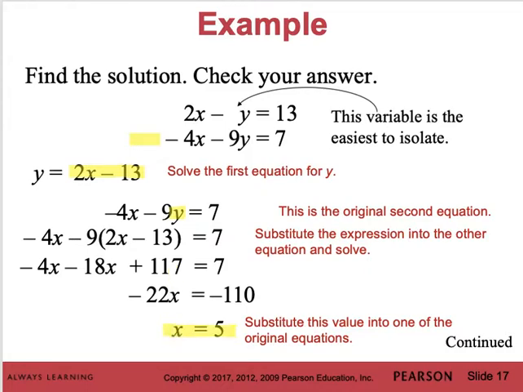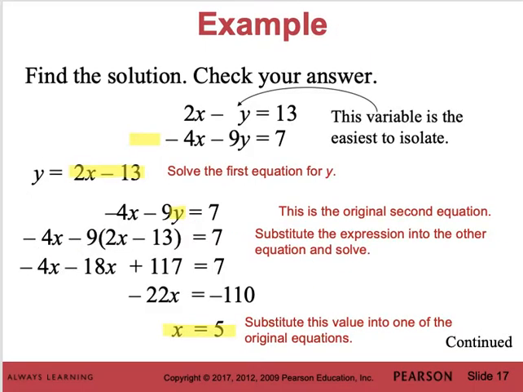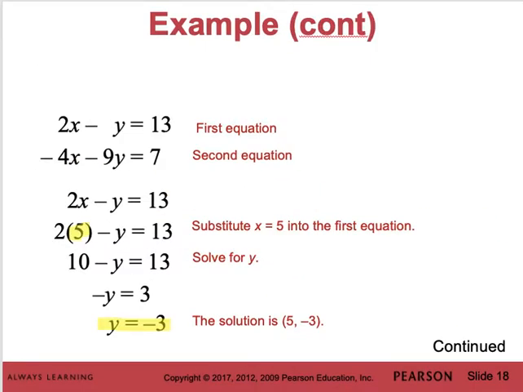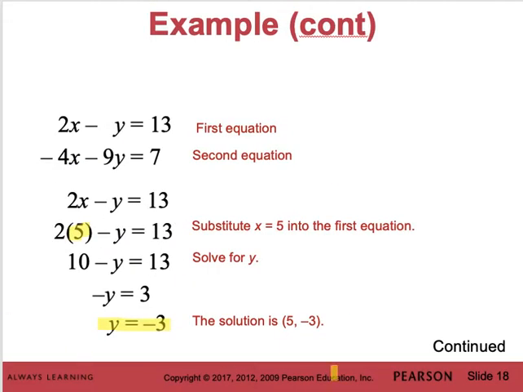To check that, we will then replace x equals 5 into our first equation and solve for y to see if we end up with the same value, right? So we got x was 5 and y was negative 3. So our solution is x is 5, comma, y was negative 3. There's our 5, comma, negative 3.